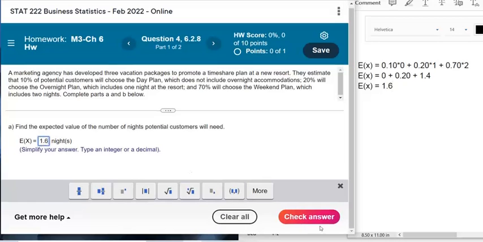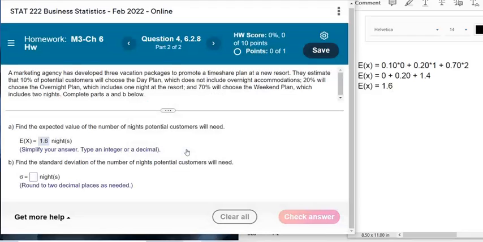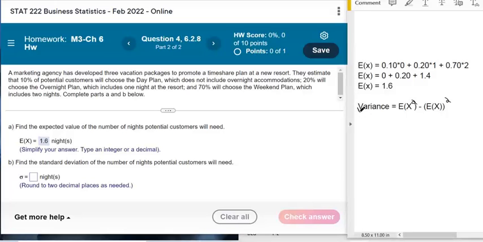If they have a ton of customers, they can use that to plan out how many rooms they need to have. Now the standard deviation of the number of nights per customer. Let me get that formula out. I couldn't find a good picture online, so I just drew it here. The standard deviation is just the square root of the variance, so whatever we calculate with this formula, we're going to take the square root.